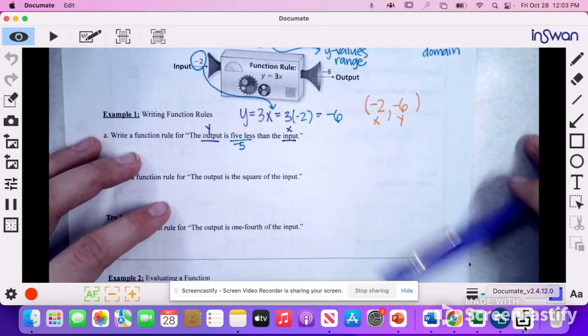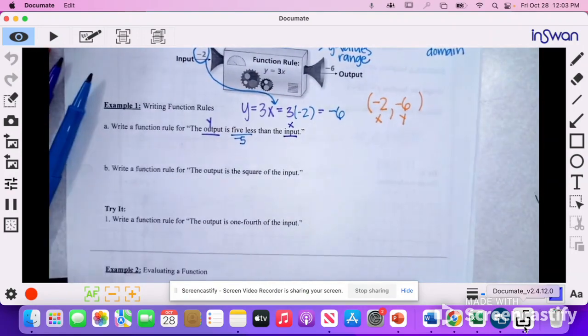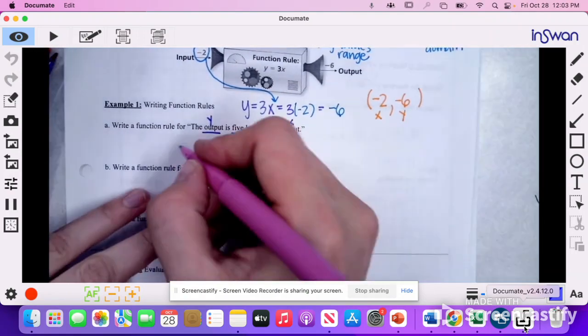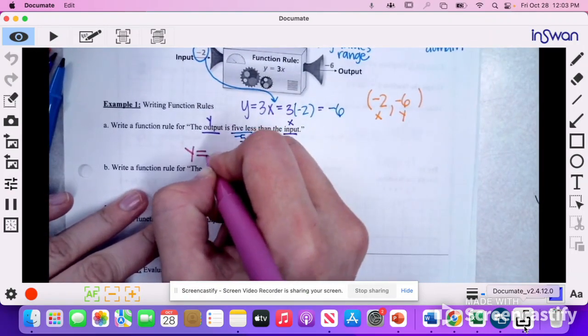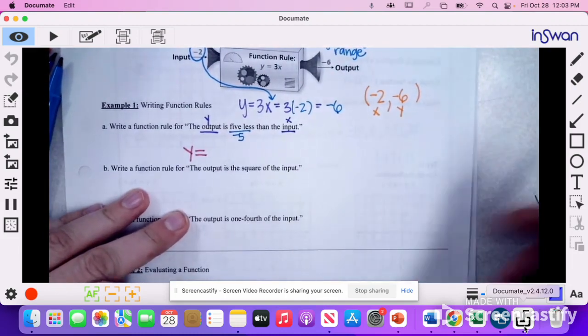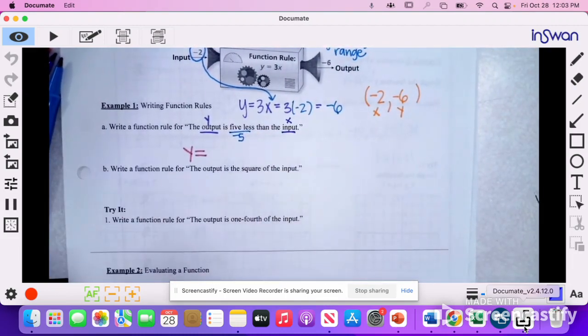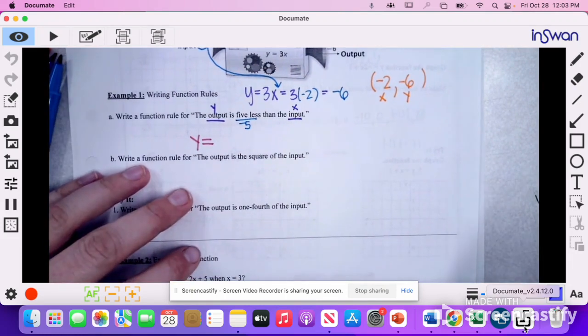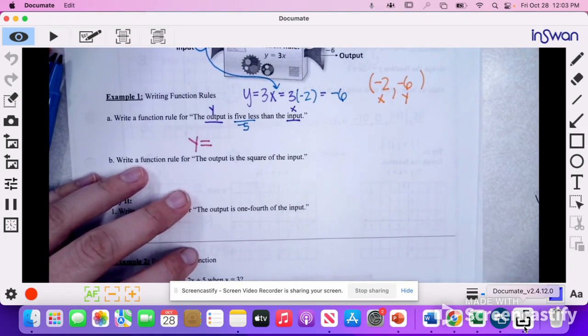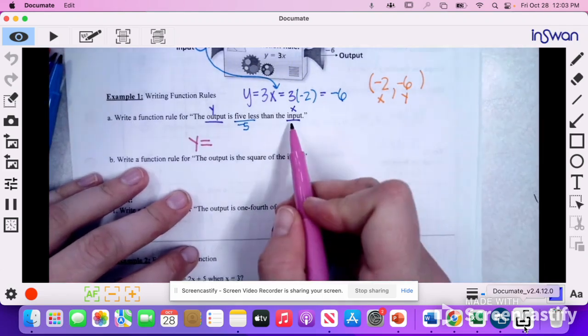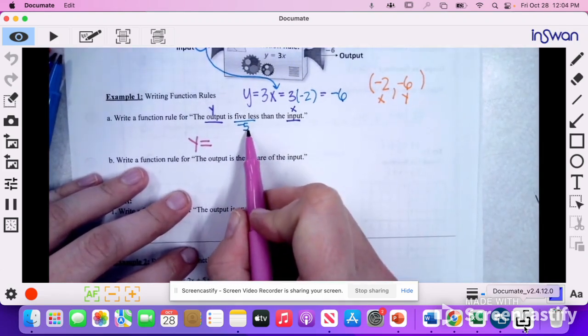Okay, so let's write this function. Y equals, how am I going to write my input with the 5 less, that -5? Not -5x, because that's multiplying. No, not 6. We have to write it in relationship to x. What is -5? What's that?